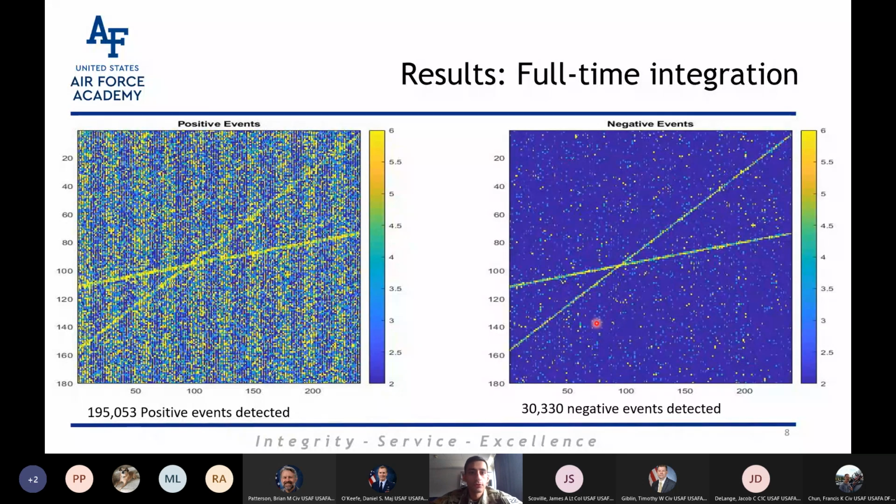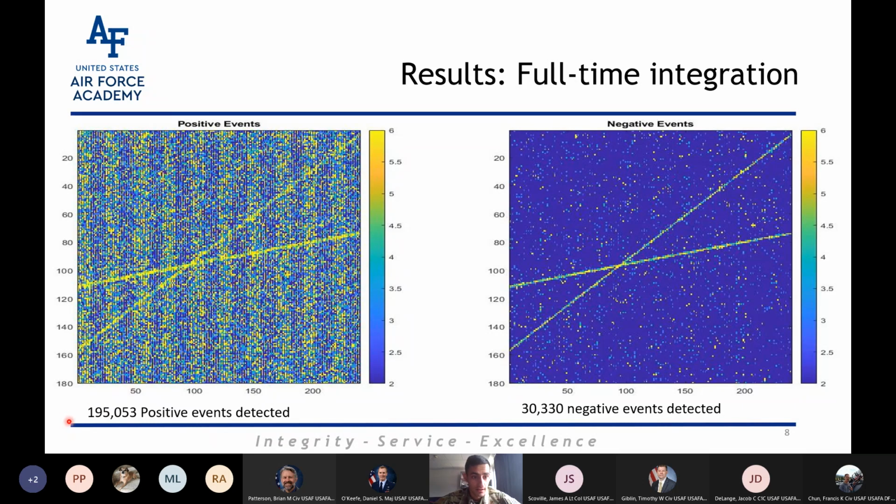So the results. This is a full-time integration. You can see right here we've got 2 satellites that pass through the field of view, and I think the really interesting thing with this is just how much noisier the positive events were. Positive means on, and negative means off. I'll use those interchangeably. Another thing is a pattern noise in the positive events. That was really interesting to see, and not so much in the negative events.